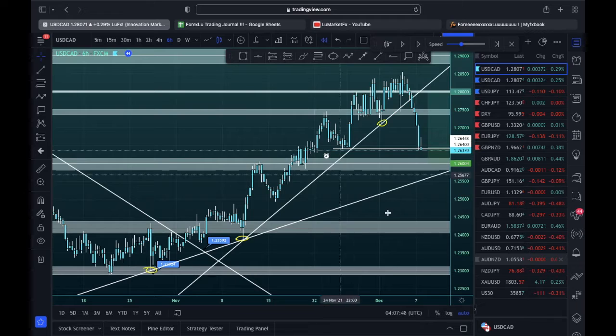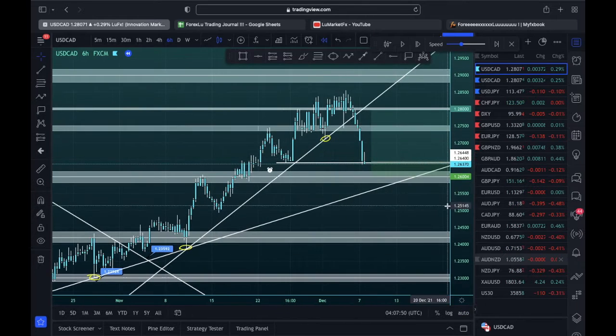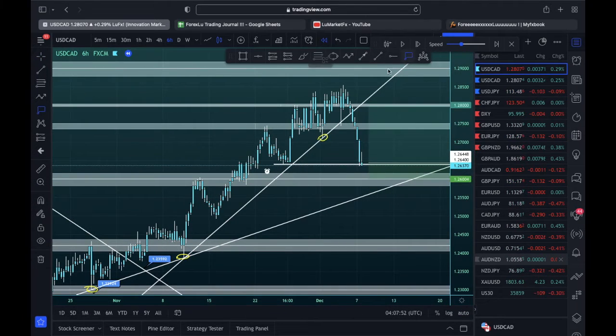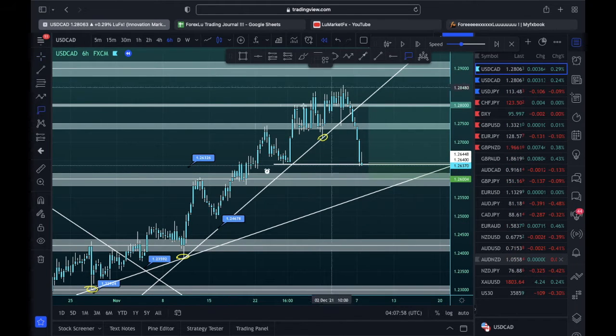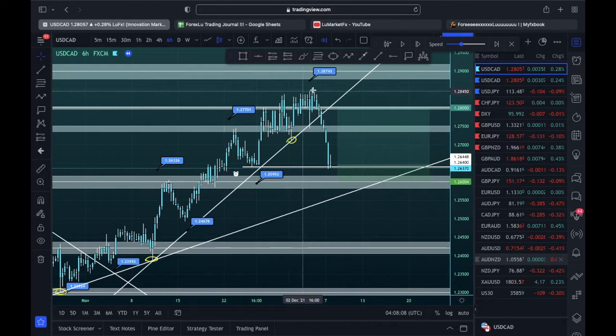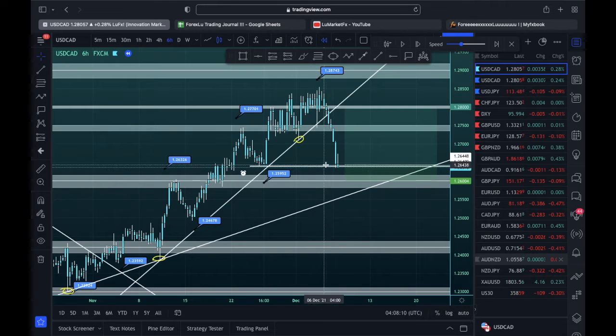So anyways, price came to the higher low, right? Actually, let me just keep that on the chart. So high, higher low, higher high, higher low, higher high. So price came to the higher low, and now it's retesting, right?